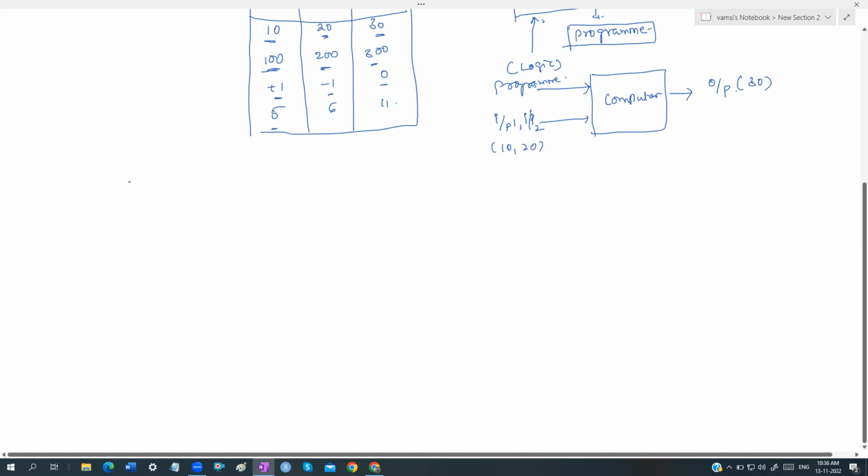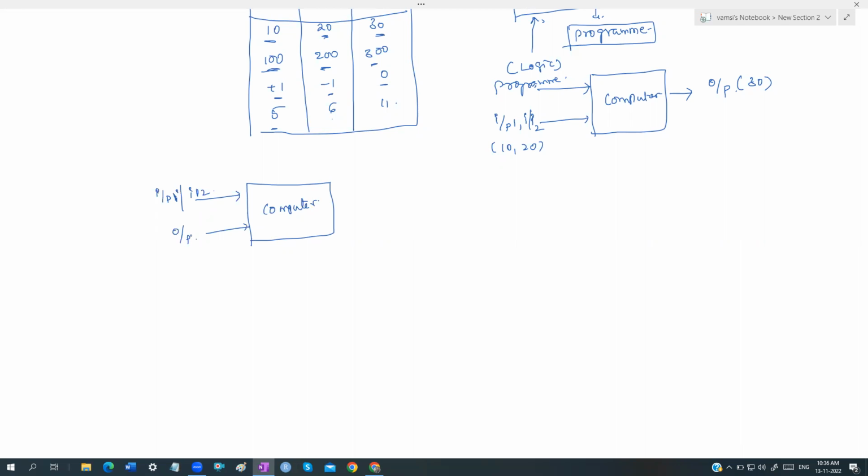Machine learning is also nothing but this: your computer or machine says, please give me your input 1 and input 2, and also give me the output you require. That is why I'm taking this example, so you can understand what machine learning actually means. You give the input, you give the output.